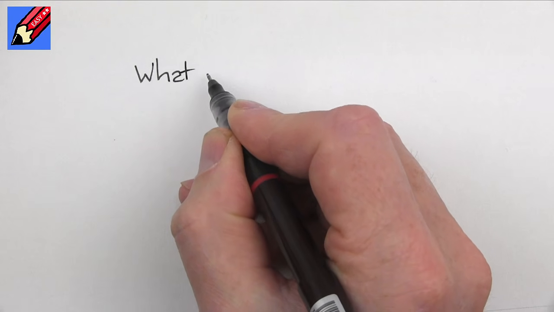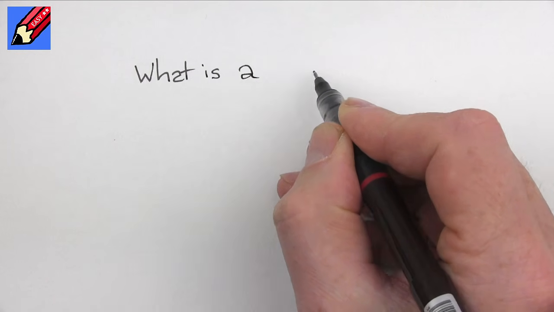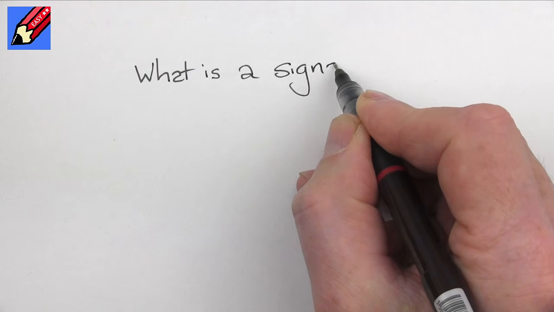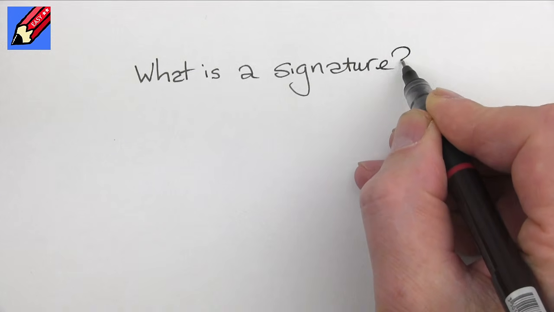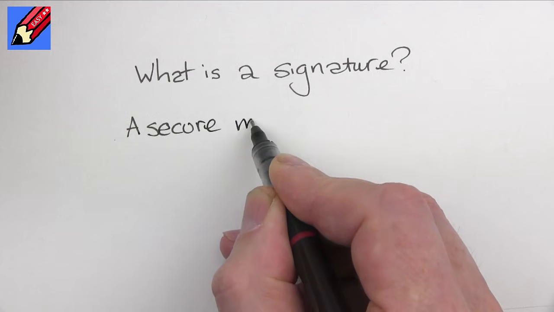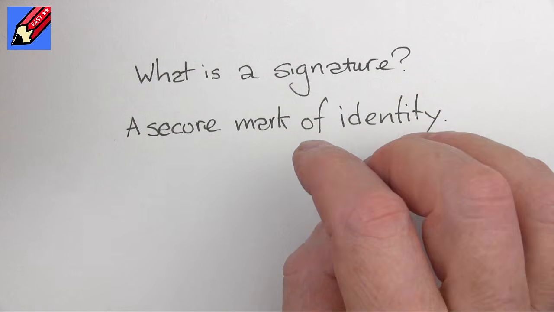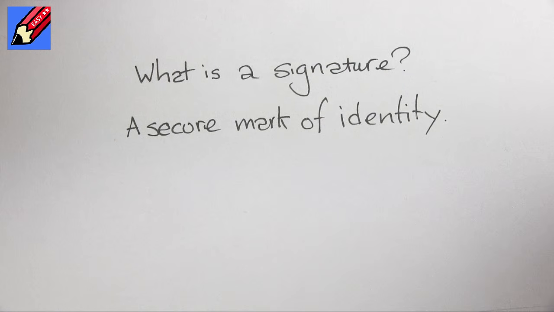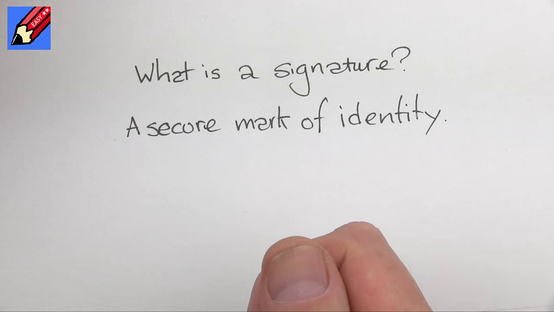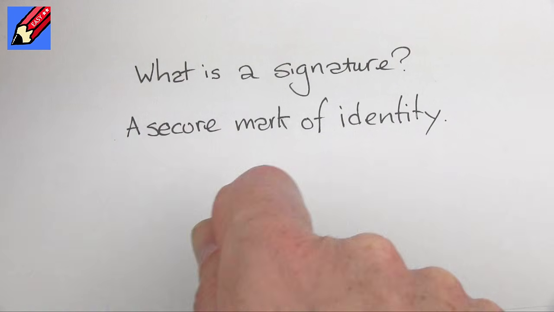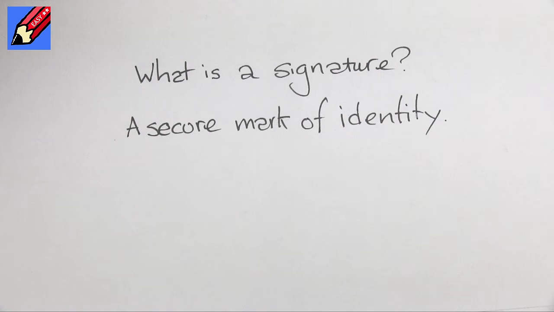So you've decided you need a really cool signature and you're wondering how to go about it. Well, first of all, let's actually think, what is a signature? Well, a signature is a secure mark of identity. Don't get a signature confused with an autograph. If you go to see your favourite pop star and you ask for their autograph, you're not getting their signature, you're getting an autograph, which is a pretty thing which you kind of give out.